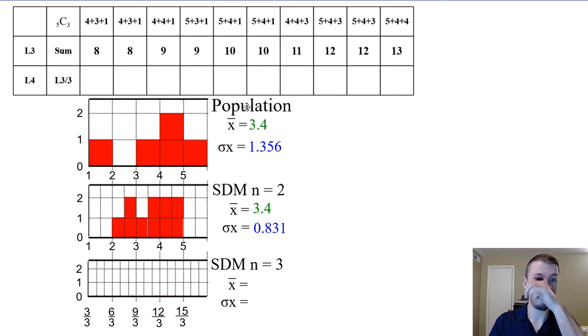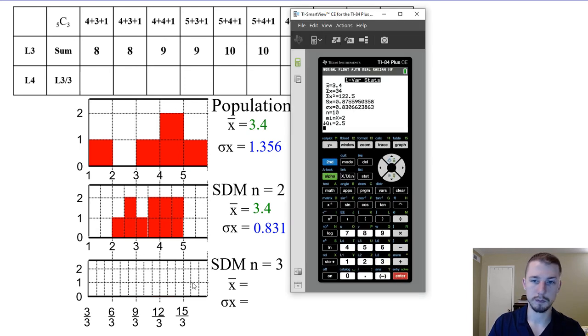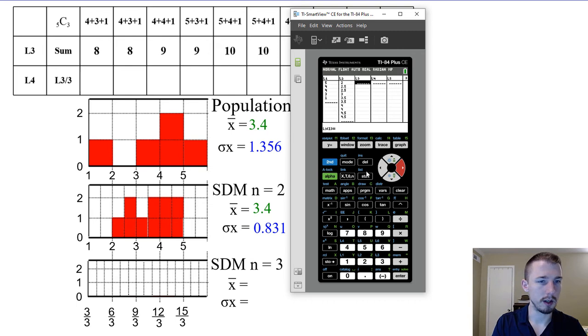So I listed out of the 5 choosing 3, and these are all the possible ones that you could have, and I even listed the sum for you. So all we have to do is put in list 3 the sum, and then in list 4 we're going to divide these by 3 to find the average for those. So go to stat and edit, and then for list 3 I'm just going to put all those in there.